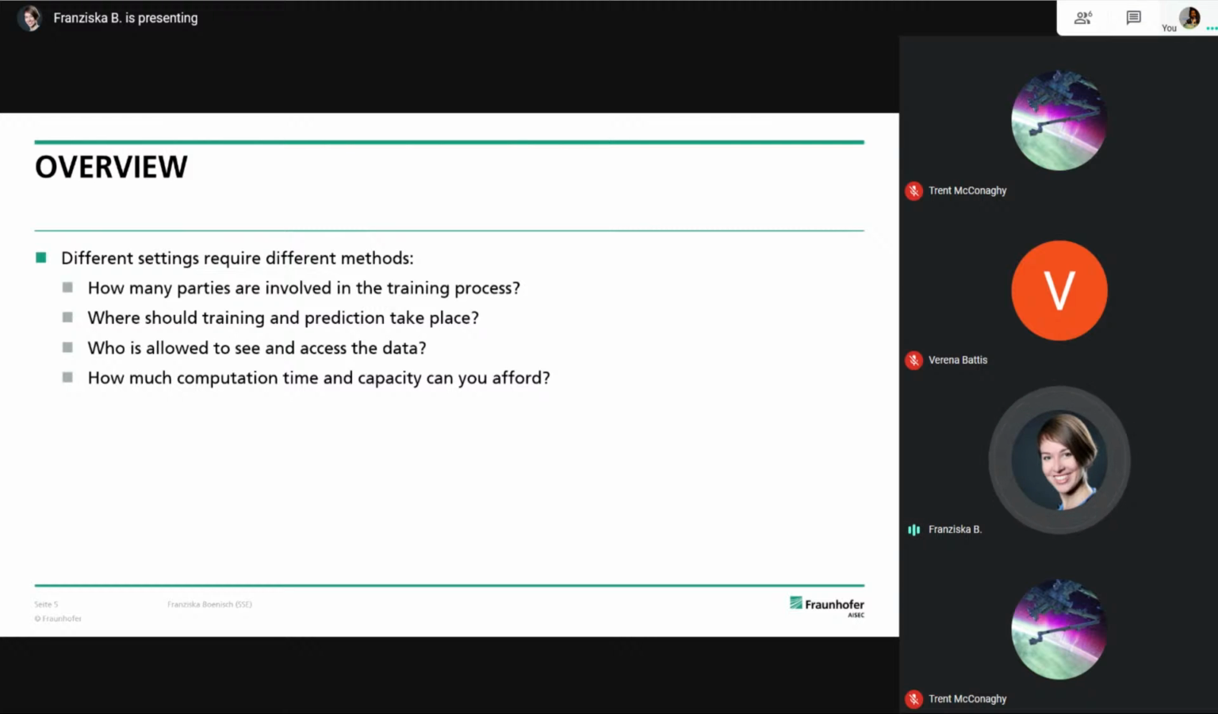Is there maybe some data coming from another organization, and can this data be shifted to you, or is every party keeping their shares of the data and you need to kind of have the training somewhere in between them?